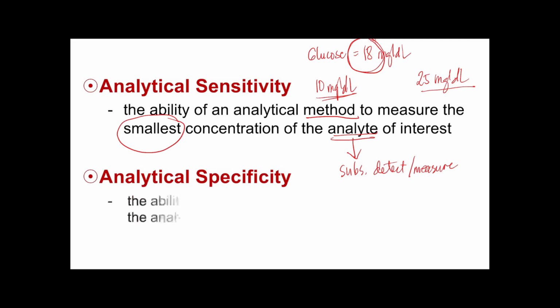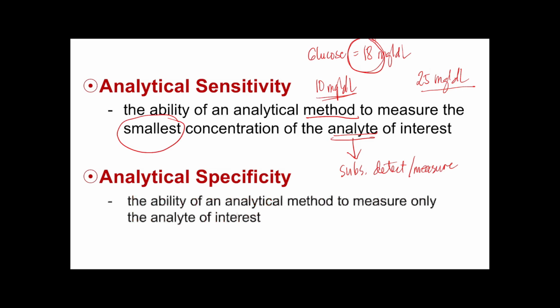How about analytical specificity? Analytical specificity refers to the ability of an analytical method to measure only the analyte of interest. This means that your machine will only detect what you want to measure, or it's the ability of your machine or method to detect only the substance or the analyte that you want to measure. For example, you only want to measure the glucose level of the patient. If your machine is not specific, it could measure other sugars such as fructose, sucrose, or maltose, for example.